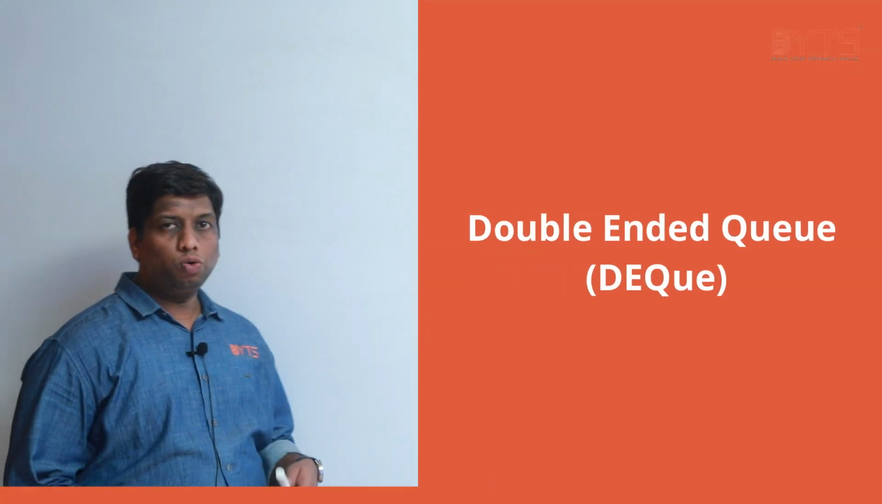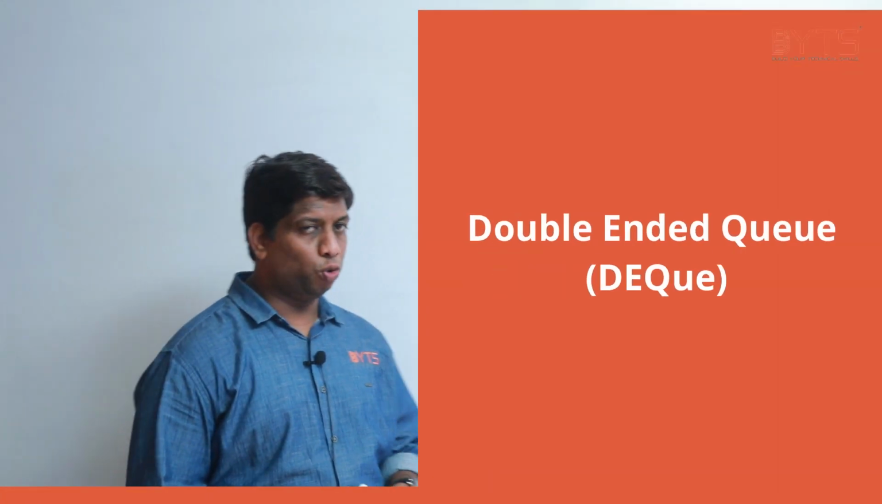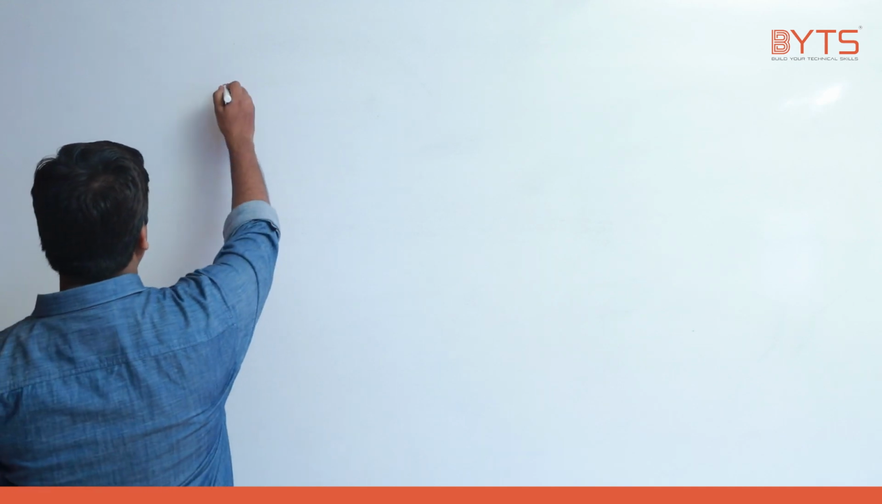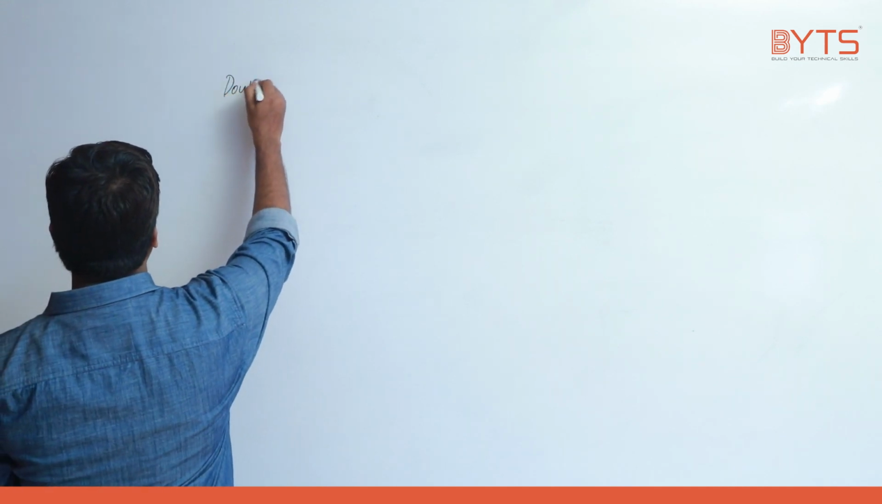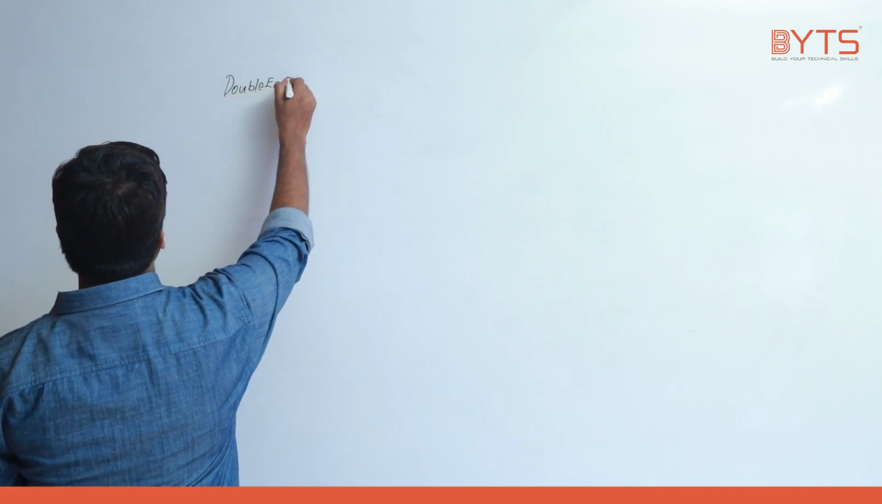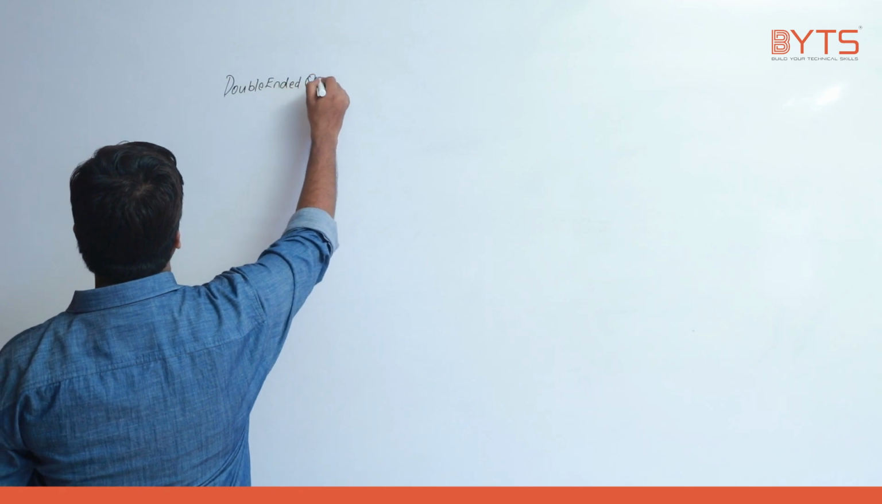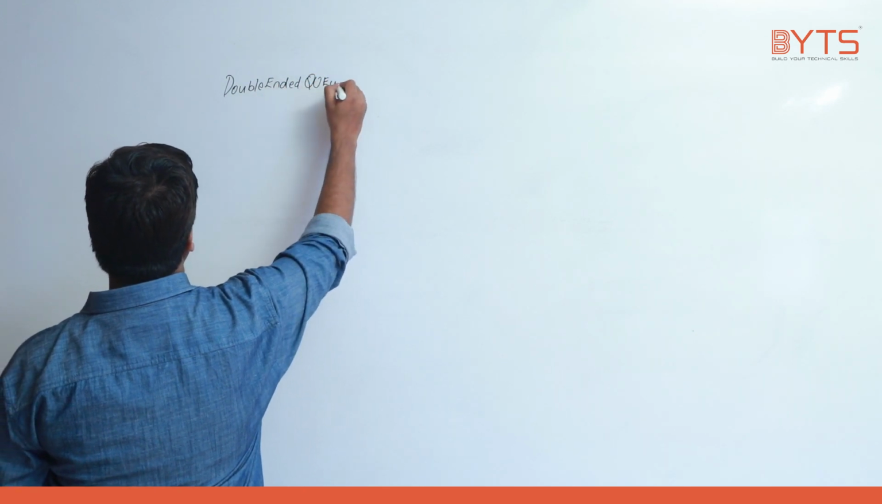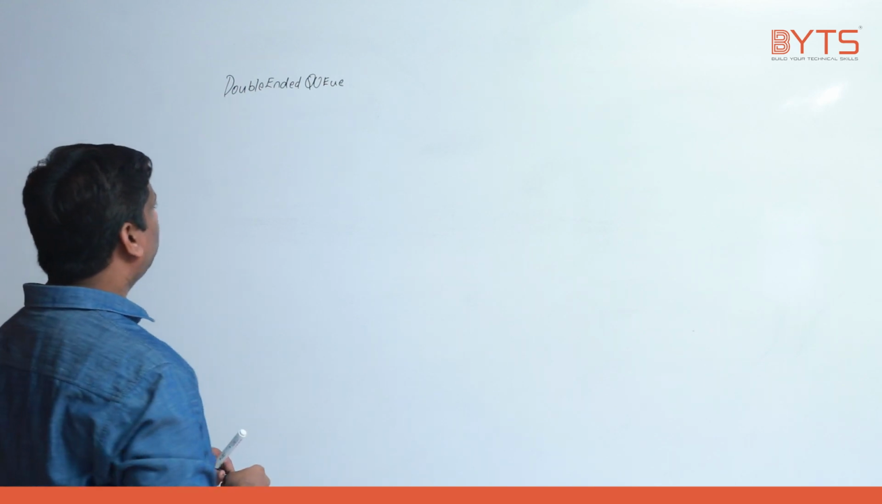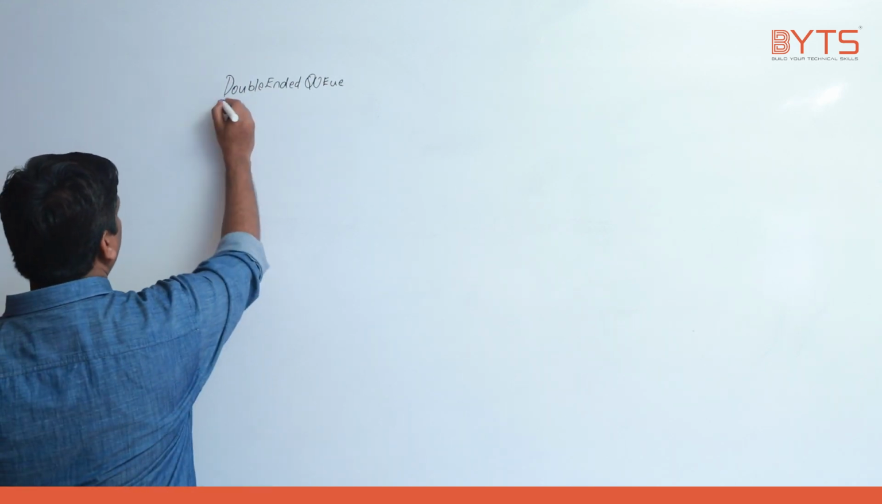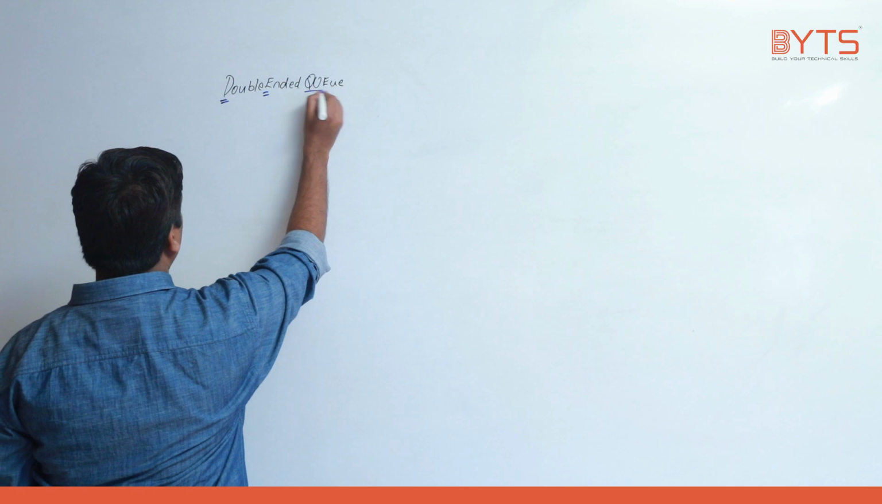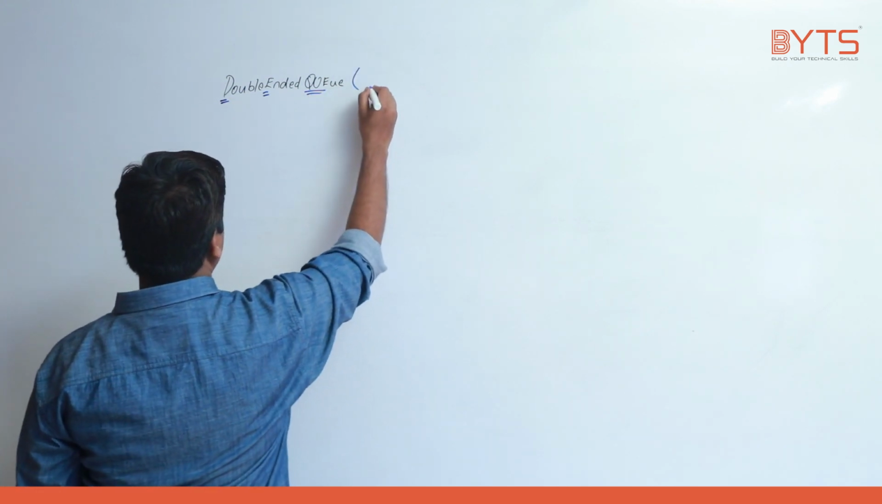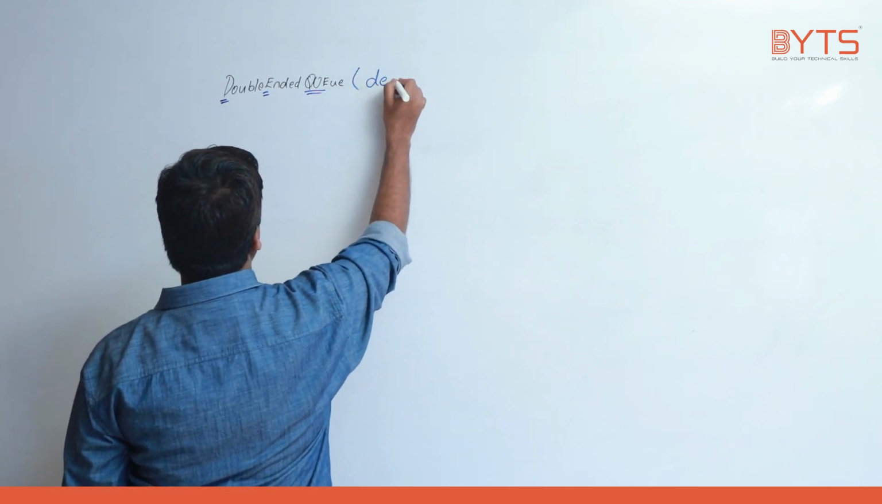Well, now we are starting what? Double-ended queue. What is the concept name? Double-ended queue. Okay, fine. So what is the concept name? Double-ended queue. The short form of representation is DEQUE.